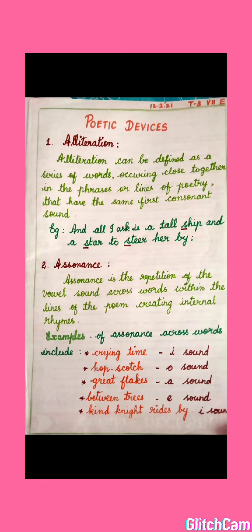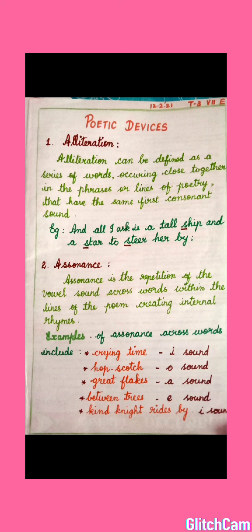Are you all ready, children, to learn the poetic devices? Yes. First one, as I already taught you, alliteration. Alliteration can be defined as a series of words occurring close together in the phrases or lines of poetry that have the same first consonant sound. So the consonants, you already know that except A, E, I, O, U, all the 21 letters are called consonants. The 5 letters are vowels: A, E, I, O, U. Here you have to keep in mind that you have to see only the consonant sounds.